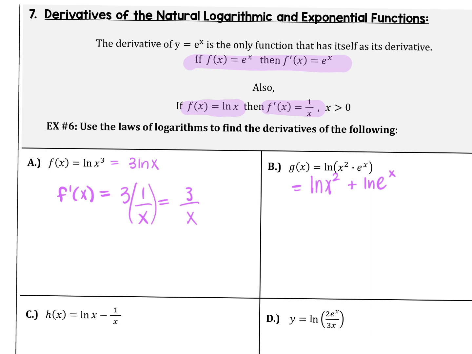Right, so then now what else can I do? You can move the exponent down, the 2. And you can move the x in front of the ln, right? That is correct.